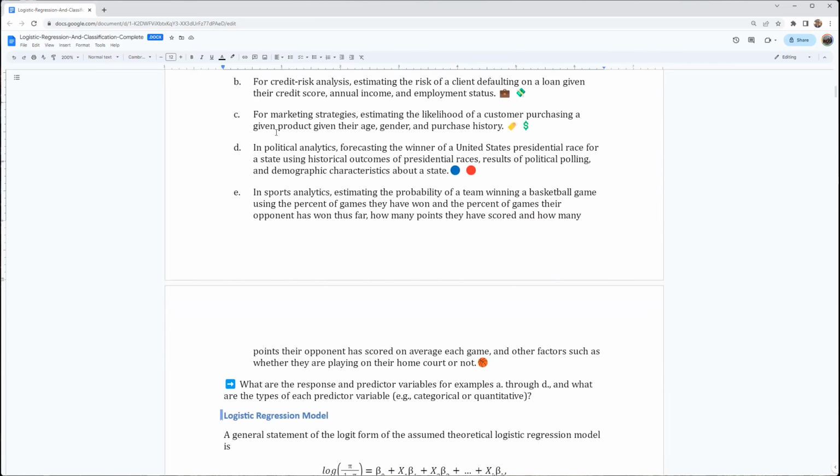In sales or marketing, logistic regression could be useful for informing strategies in terms of how we can quantify the likelihood of a customer purchasing a given product. We know different characteristics about that customer, like their age, gender, and purchase history. That might inform us about certain demographics or areas we should target with a marketing strategy and inform us about how to tailor, say, an advertisement or coupon campaign, something like that.